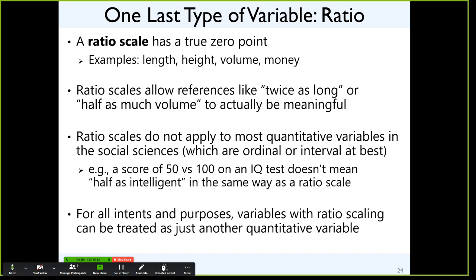In the social sciences, we don't get this level of precision, but it is there. So if you have a ruler, for instance, you can say something is twice as long, and that phrase actually means something. If you have a measure, say, of IQ, and you get a 50 versus 100, they're not twice as smart. It doesn't work that way. So ratio is another kind of quantitative variable that we aspire to, and we never actually get there.